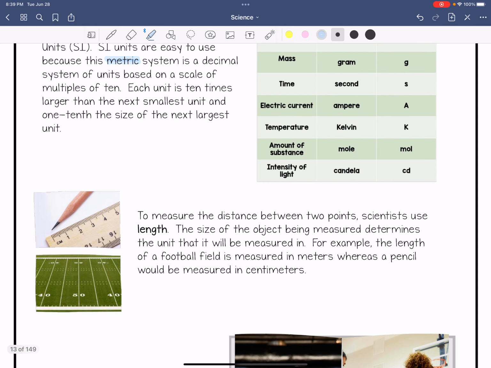To measure the distance between 2 points, scientists use length. So this is a vocabulary word. We will make a flashcard for this one. And it gives us the definition in this sentence: the distance between 2 points.